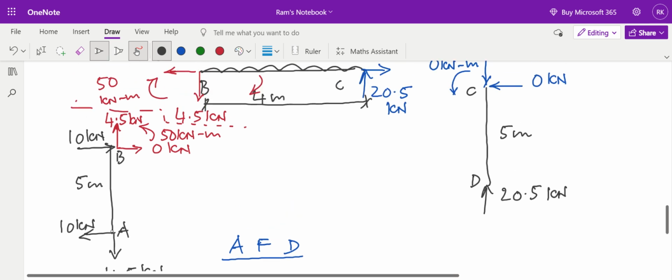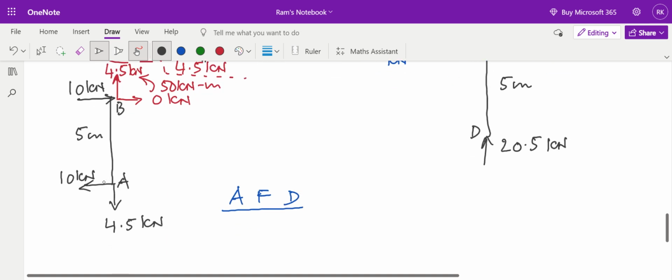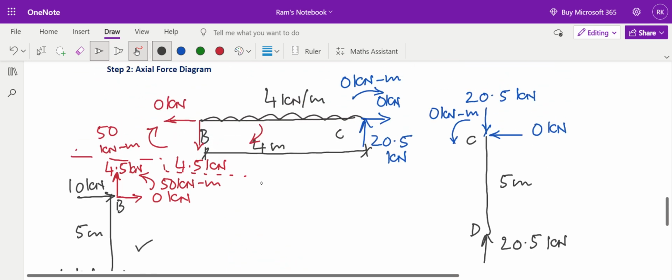Now look at the moment at A. This 10 into 5, 50 clockwise is balanced by 50 anti-clockwise. Or even at B, 10 into 5, 50 clockwise is balanced by 50 anti-clockwise. So this is correct. We can say that member AB is already balanced. So this is the correct free body diagram of the frame ABCD.